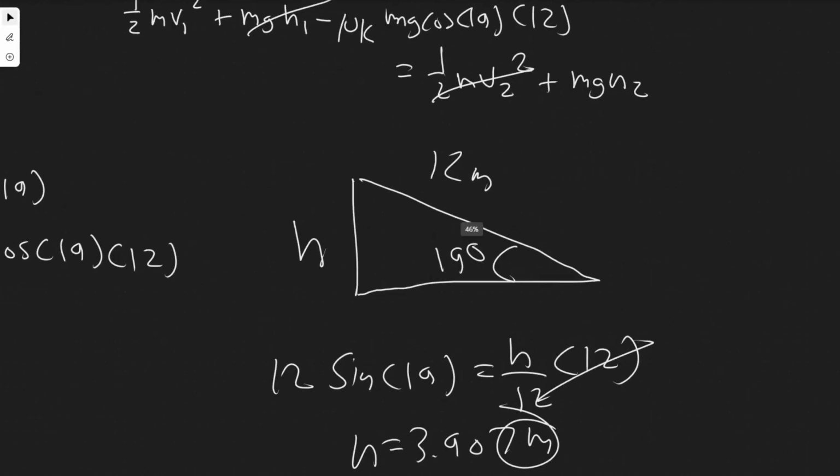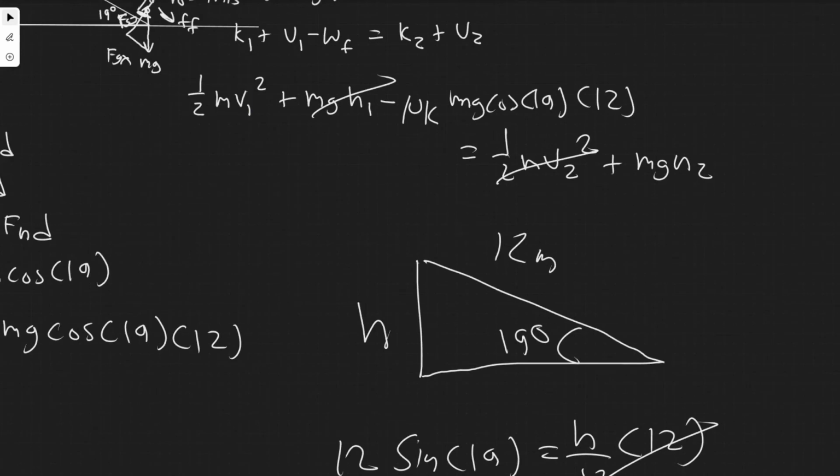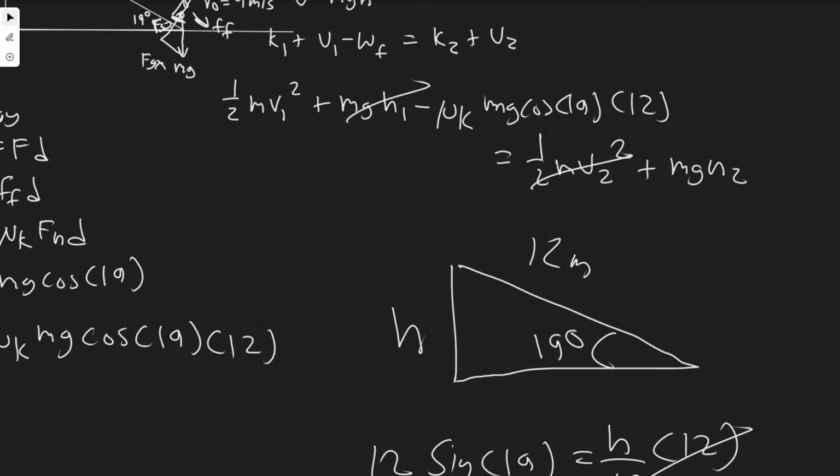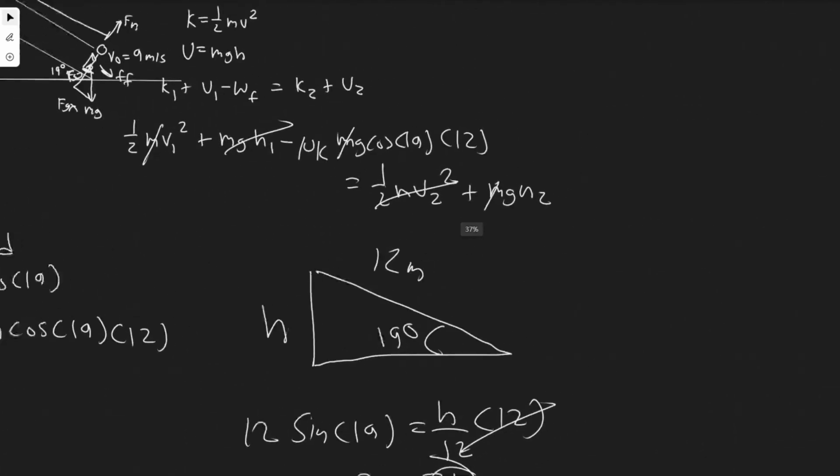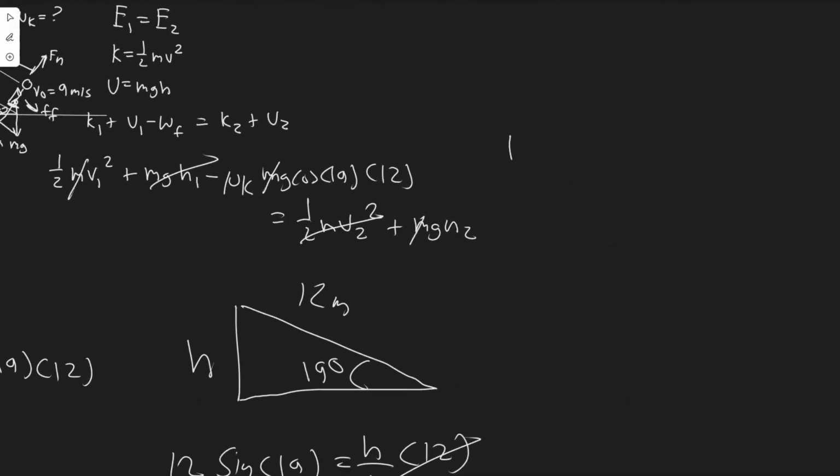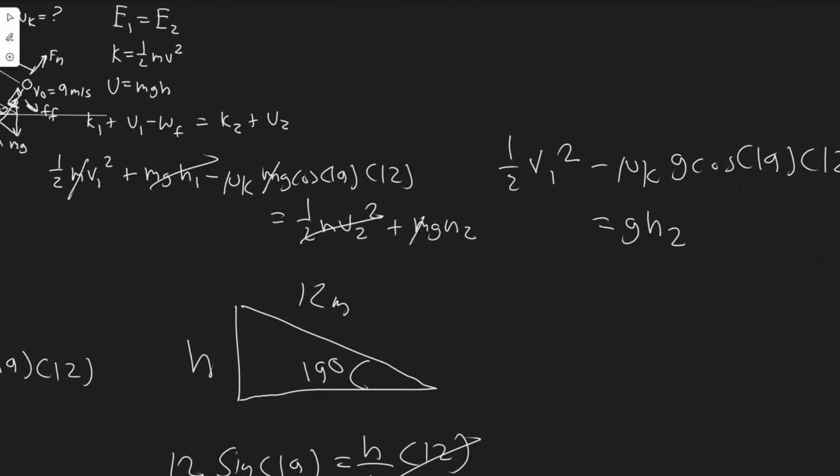So we have the v1, we have all these variables, so just a matter of solving now. Notice that there's a mass in each term, so we can cancel that to make it easier to solve. So mass, all these cancel. So if I rewrite it over here, we have 1/2 v1 squared minus mu sub k times g cosine of 19 times 12. And this whole thing is going to be equal to gh2.